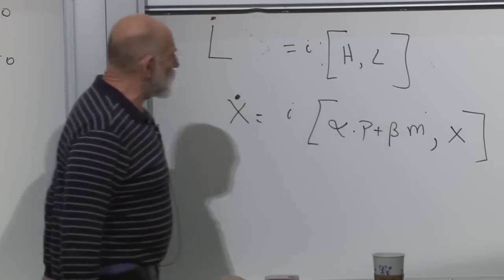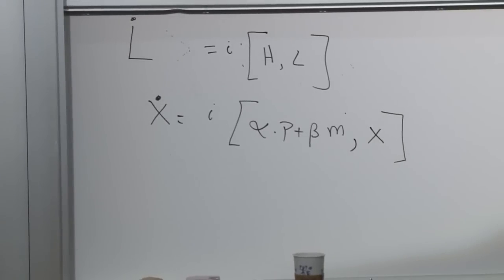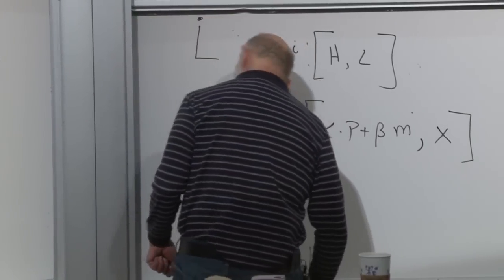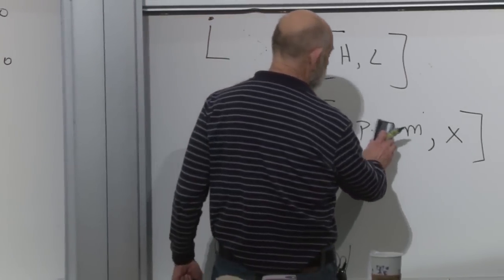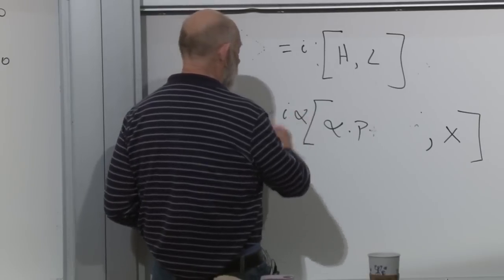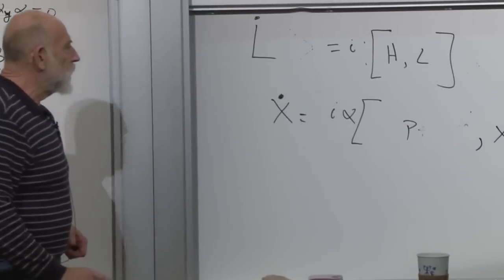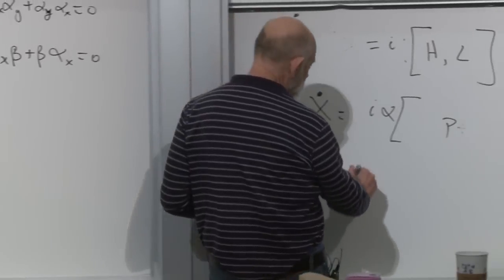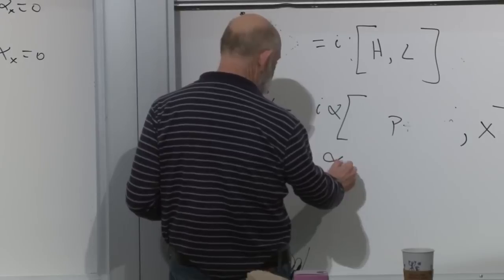What's the only thing in here which doesn't commute with x? p. Which component of p? p sub x. So when you work out the commutator, this is not here. Alpha commutes with x, so that means you can take it outside. And you just have the commutator of p with x, which is what? Minus i h bar? Okay, so this is equal to minus i times i, which is plus 1, times alpha, alpha sub x.